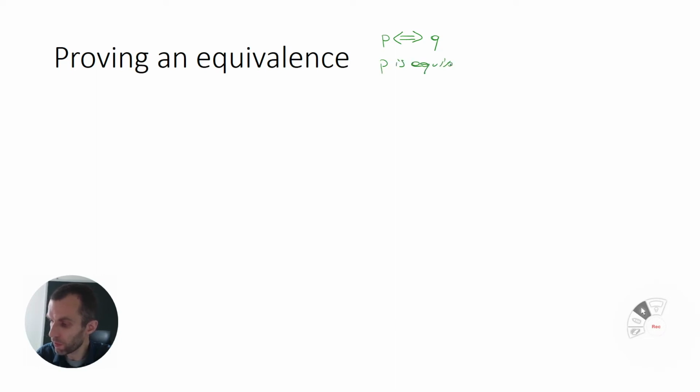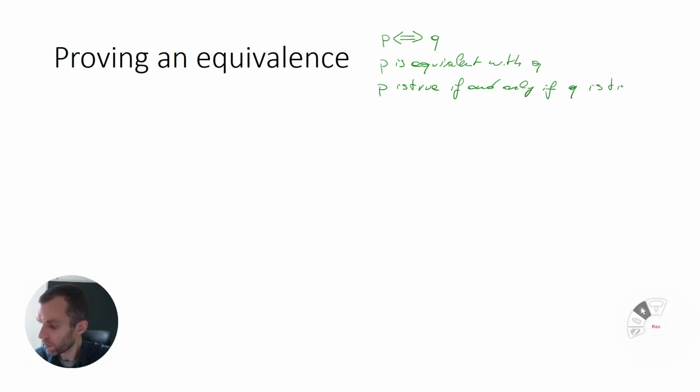P is equivalent with Q, or in other words, and maybe a bit more verbose, P is true if and only if Q is true. And this if and only if, that's a standard mathematical formulation for equivalence, so keep that in mind. And in textbooks you often see this abbreviated as iff, with two F's. So if and only if. So let's look at an example of an equivalence.